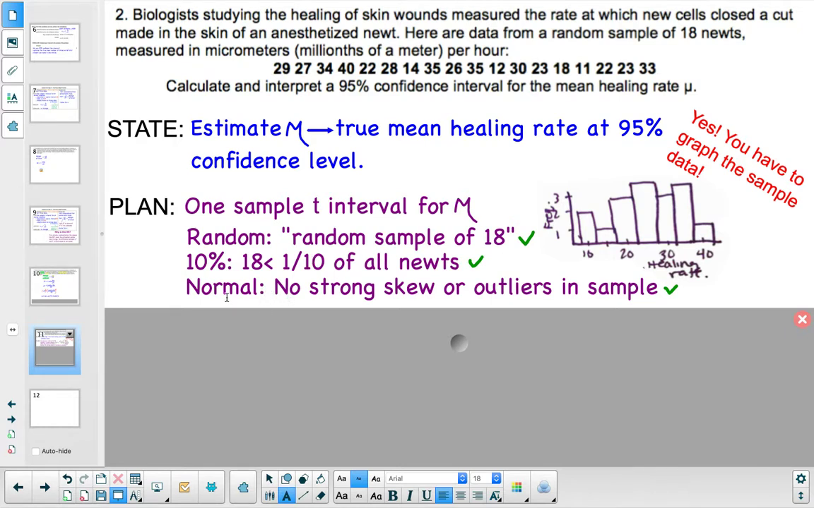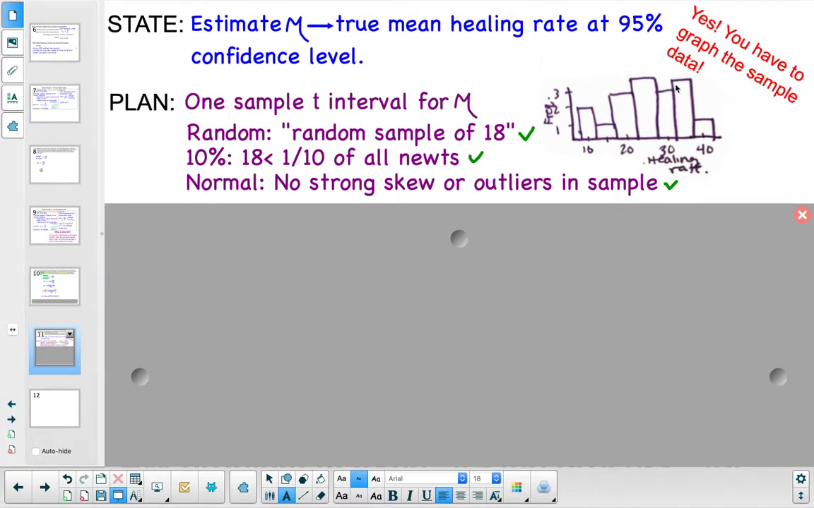Normal. Now, we don't know anything about the population distribution. They didn't say anything about that shape. Our sample's not bigger than 30, so we can't use the central limit theorem, but you can graph the sample data. And yes, you need to graph it. You need to provide the picture of the sample data. So that's these values, the 18 newts measured in micrometers right here. You can do it with the calculator. You can just make a quick dot plot. No strong skew or outliers in the sample. And that's what you're looking for to pass the normal condition. We see this, so okay, the sampling distribution of sample means will most likely be approximately normal.